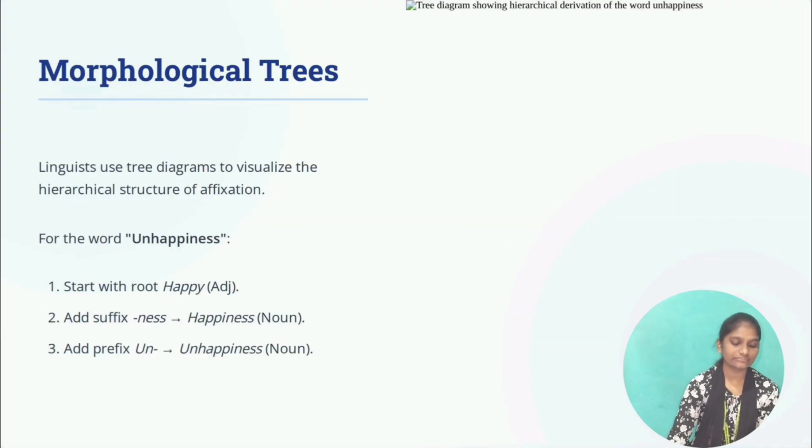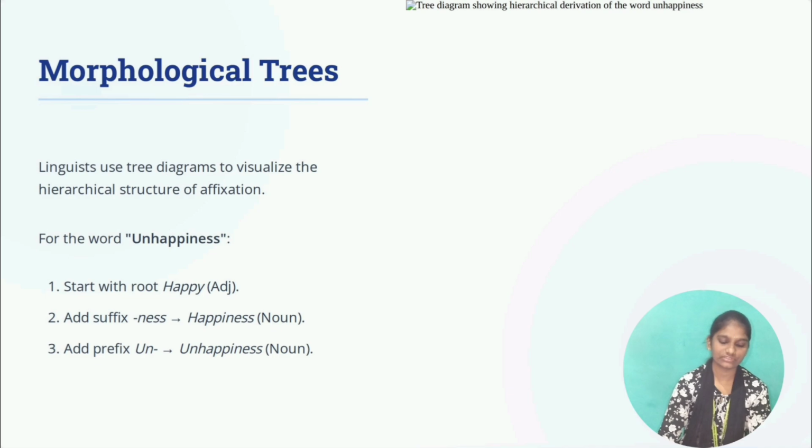Morphological trees. Linguists use tree diagrams to visualize the hierarchical structure of affixation. For the word unhappiness, start with the root happy, an adjective. Add the suffix: when you add ness, it becomes happiness, a noun. And the prefix: when you add un to the noun happiness, it becomes unhappiness, still a noun.